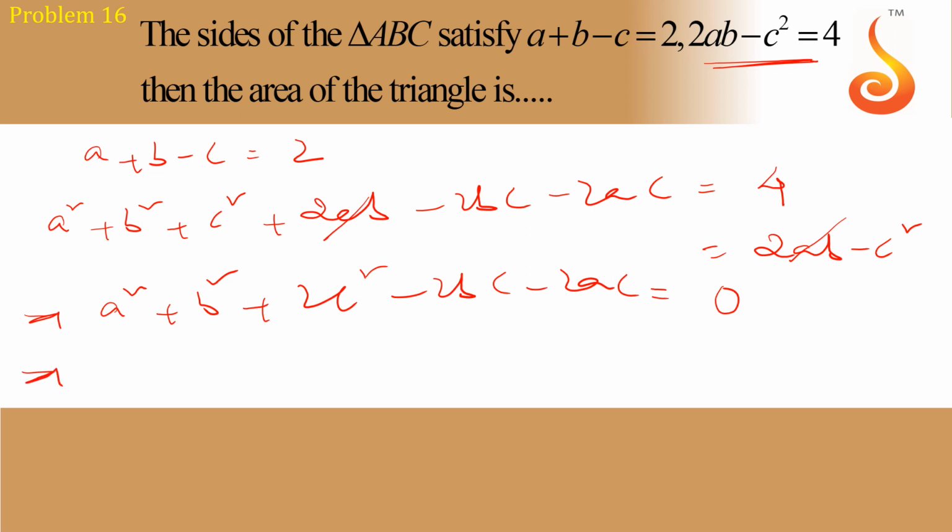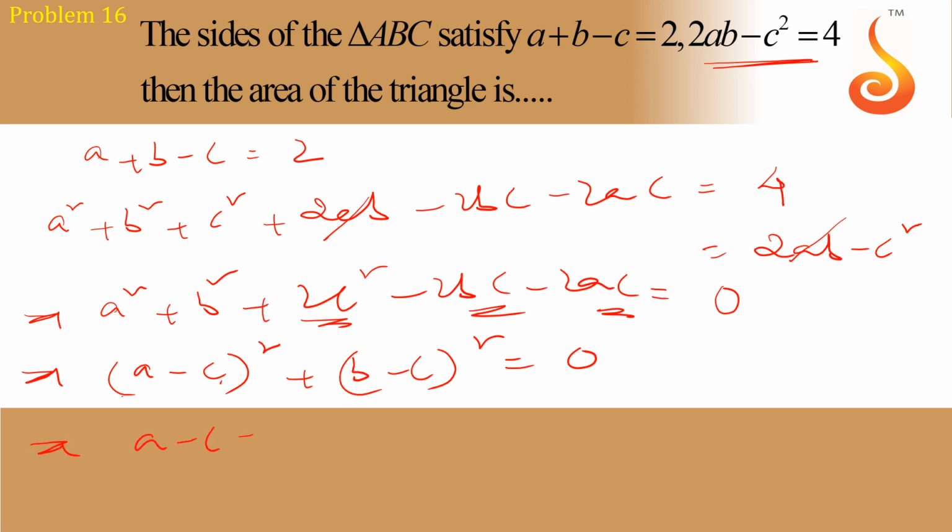Now observe carefully what I am writing. So 2c squares are there, no? And bc is there, ac is there. That's why I'll write (a minus c) whole square, a square plus c square minus 2ac, and (b minus c) whole square I will write. So something square plus something square is 0, which means a minus c should be 0 and b minus c should be 0. So can I say a equal to c and b equal to c? This says that a equal to b equal to c, which is an equilateral triangle.